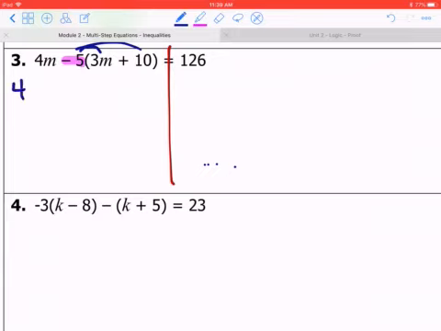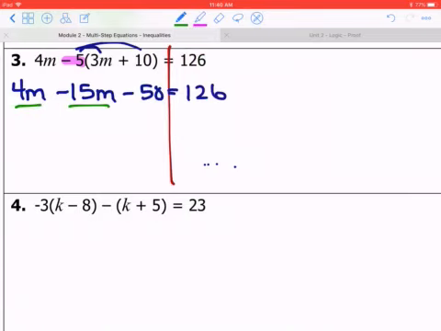So my 4m is not going to change. Now I'm going to do -5 times 3m. So that's going to give me -15m. And -5 times 10 is going to give me a -50. And then that's all equal to 126. Okay? Now we need to look if we have any like terms we can combine. So 4m minus 15m. Those are like terms. They have the same variable. So 4 minus 15 is going to give me -11m minus 50.